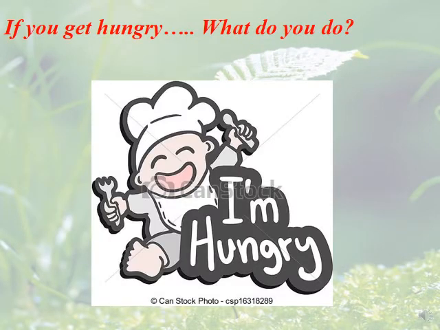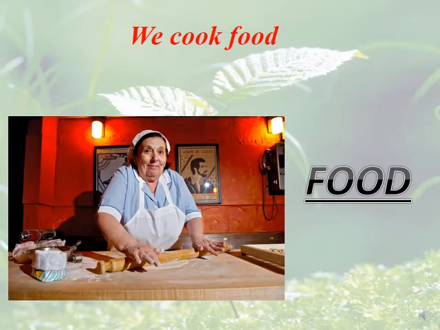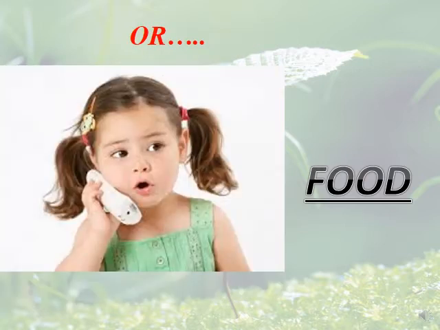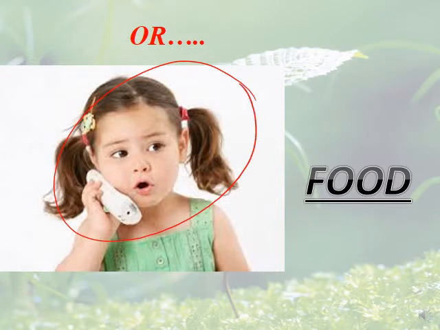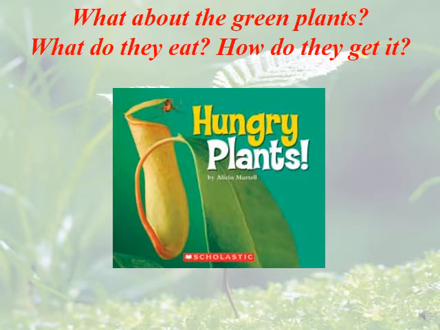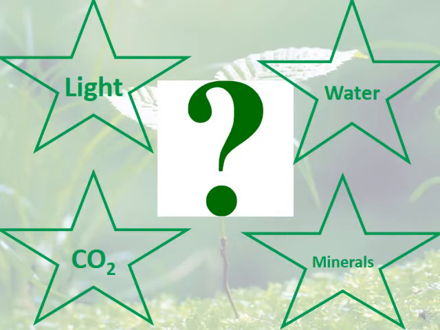If you get hungry, what do you do? You cook food, or you order food, and most of you did this. But what about the green plants? What do they eat, and how do they get this food? First of all, let's keep in your mind these four names: light, water, minerals, and carbon dioxide, CO2.